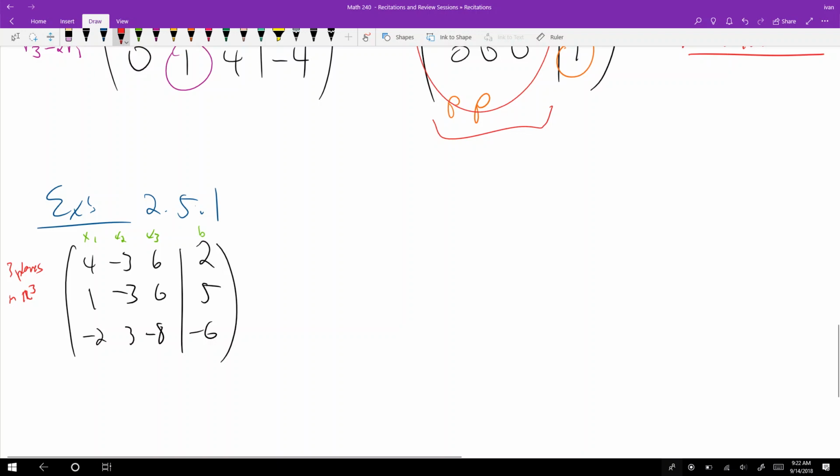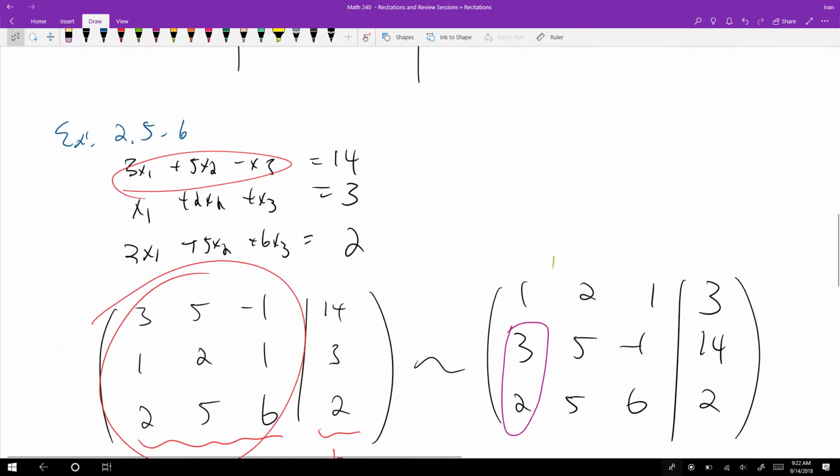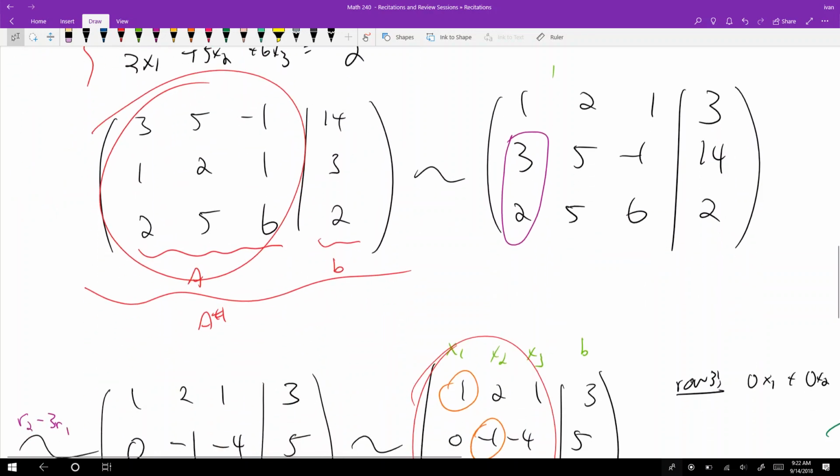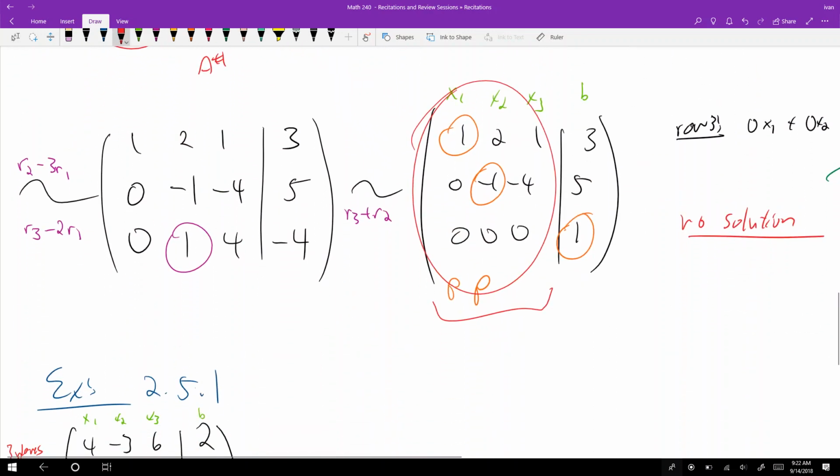I'm just calling them x1, x2, x3, but if I called them x, y, z, then it would be immediately obvious to you that those are planes, because that was pretty much all of 114. The 3 planes in R3. Up here, we also have 3 planes in R3. And I had no solution, which means what? Yeah, there's no common intersection, right?